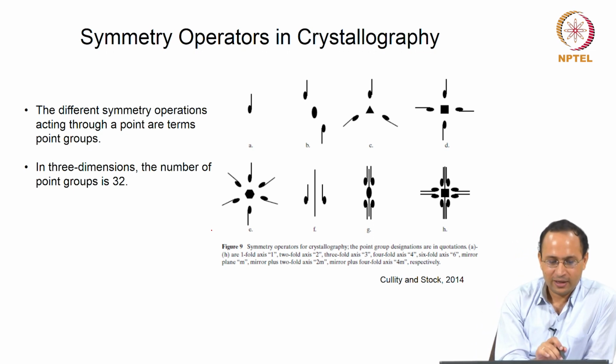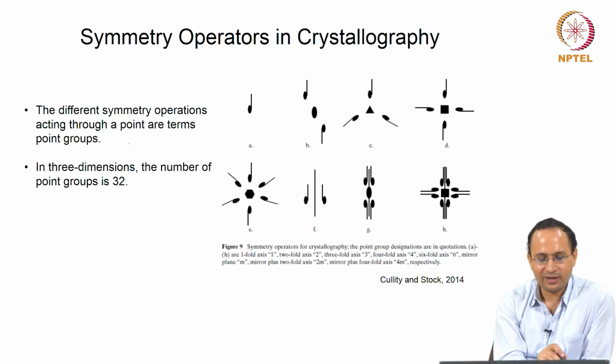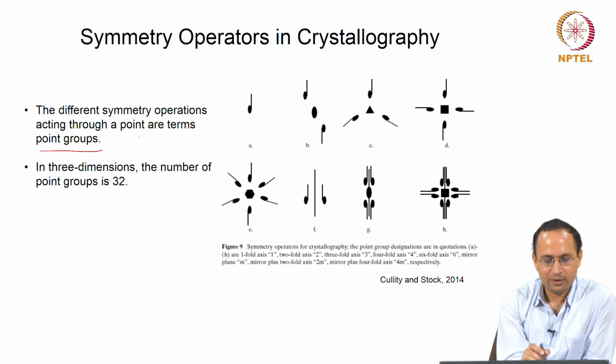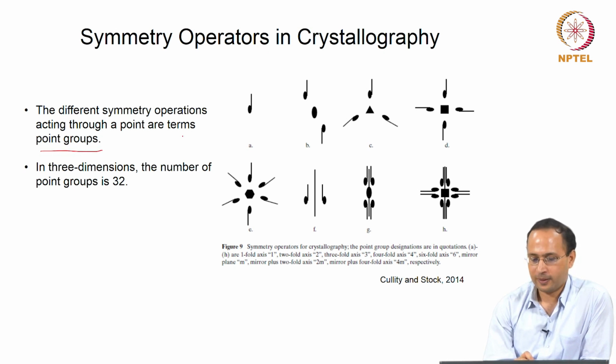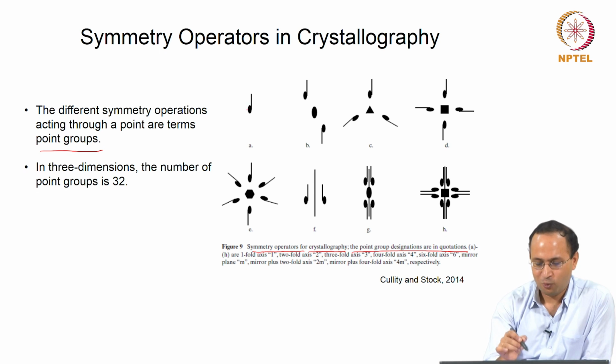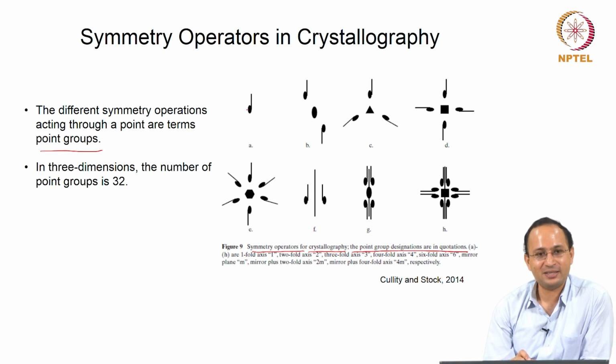So now, the different symmetry operations acting through a point are termed point groups. Now in this plot, these are the symmetry operators for crystallography, the point group designations are in the quotation. So this is a 1-fold axis. 1-fold axis means you have to rotate it by 360 degrees, then only it will come to self coincidence, clear.